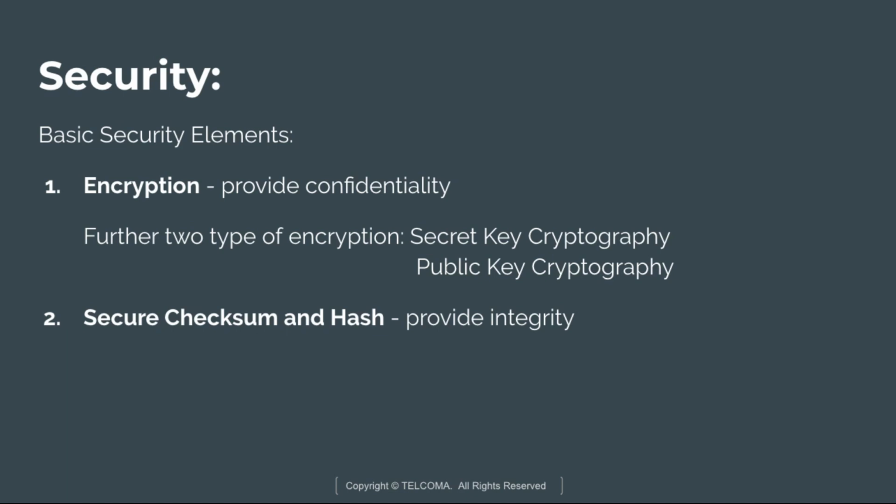The next part is the secure checksum and hash. It provides the integrity. So the combination of both leads to a complex security system, and here the IP security standard uses a combination of algorithm choices based upon symmetric and asymmetric cryptography as well as on one-way hash functions.